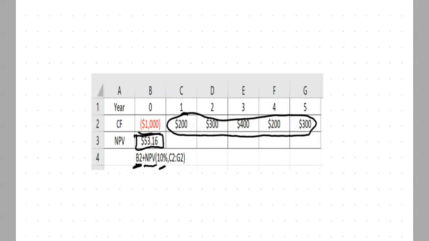The net present value comes out positive. It means that the project is going to generate wealth for the investor, or it is going to be profitable. So you should invest in the project, or you should accept the project.